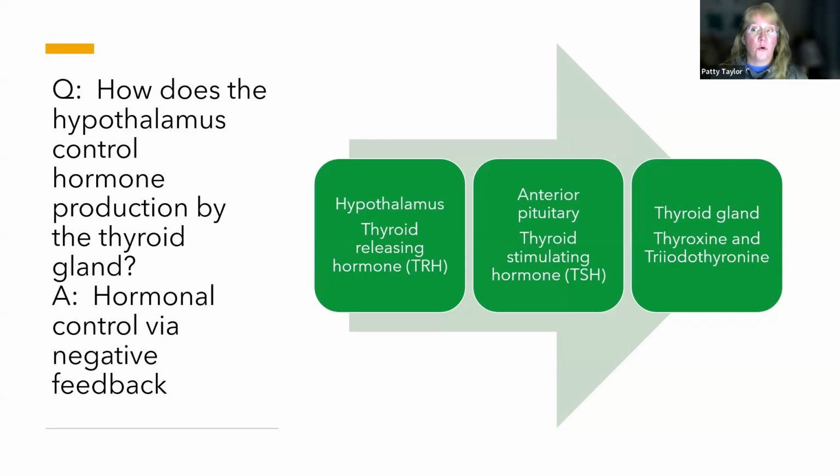Those are T4 and T3. T3, by the way, is a more potent form of thyroid hormone. It's just a less common form. It's usually made at the conversion of T4 into T3 at the site of cells and tissues.